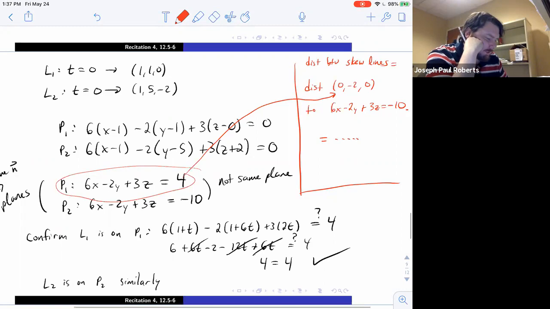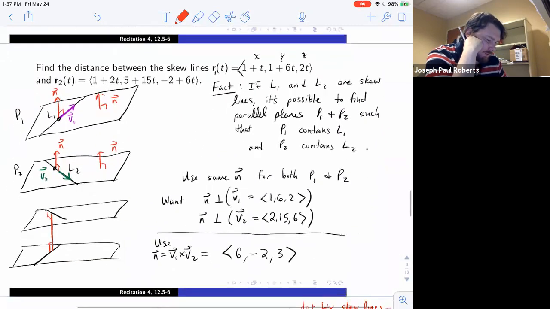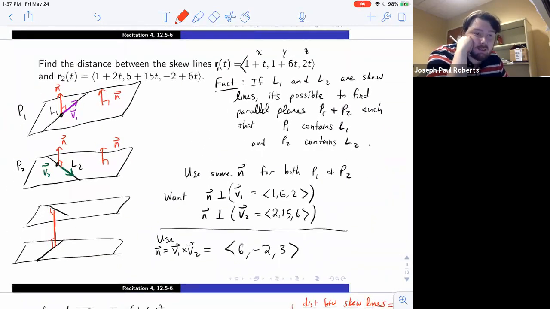I don't think we would just ask you, find the distance between the skew lines. We'd probably give you a hint. I think on an exam, I can't remember if it was last semester or the semester before, we put something like this on where part A was find these two planes, and then part B was what's the distance between those lines, just to get you going. But yeah, that's how that works.